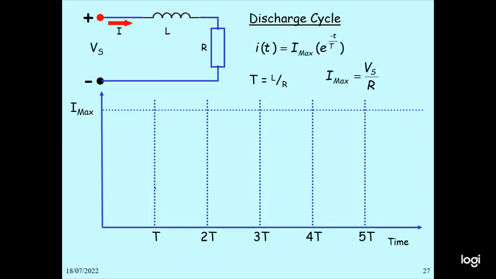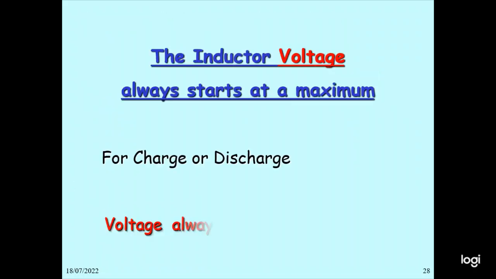The inductor voltage always starts at the maximum for the charge or discharge. Current is always maximum at I = Vs by R. For the charge, the current will rise to charge up, and for the discharge, the current will fall to discharge down.